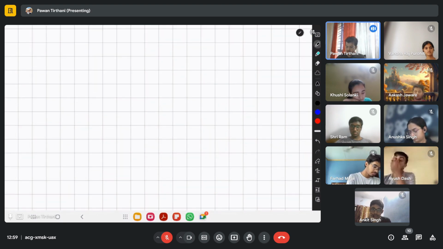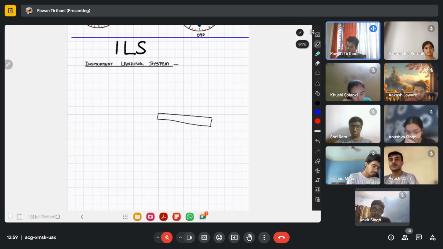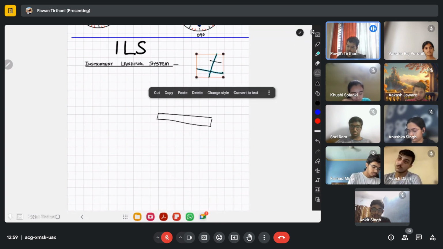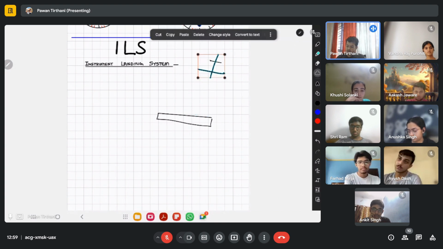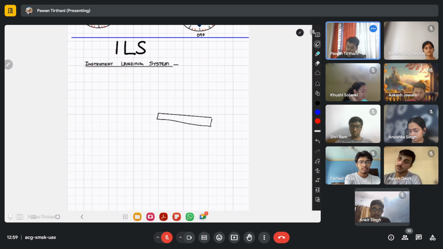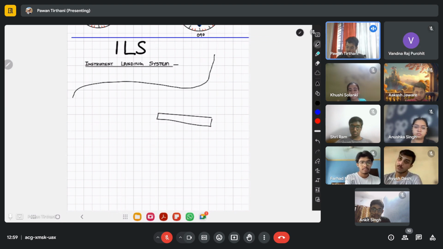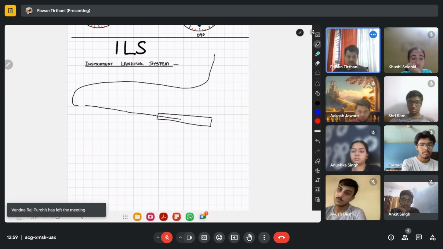Basically, if I have a runway, I need to orient myself with the runway first. Maybe I'm coming from Delhi to Bombay, kind of like this. So I cannot come and land at the aerodrome like this only, right? I have to first come and get aligned with the runway.